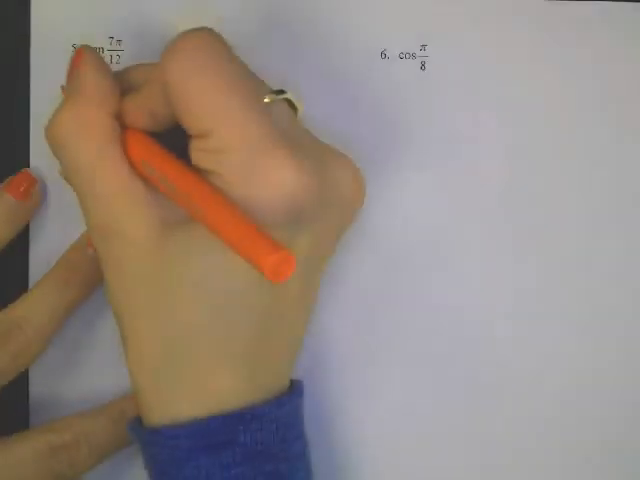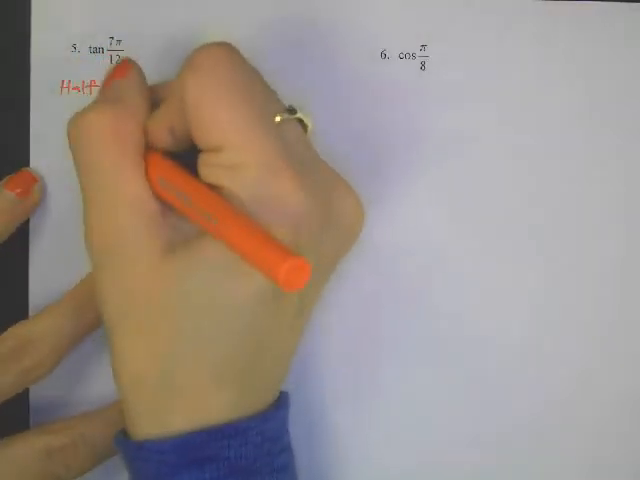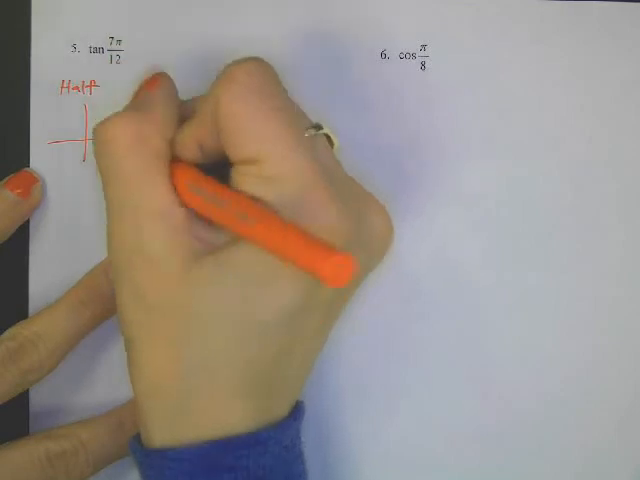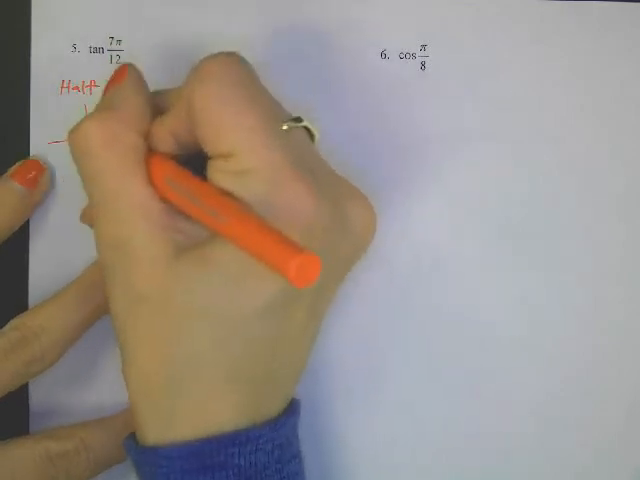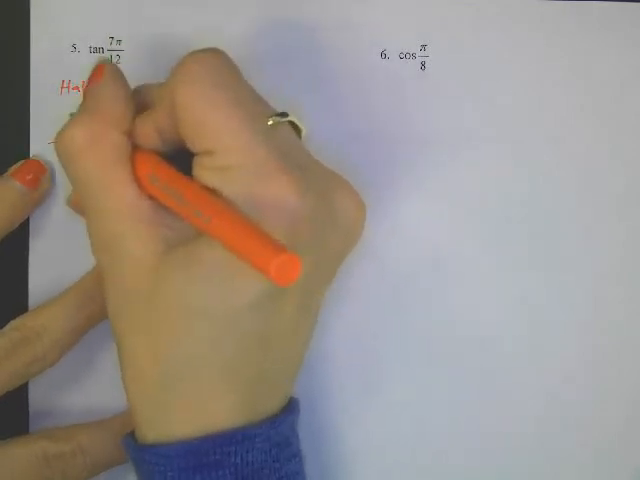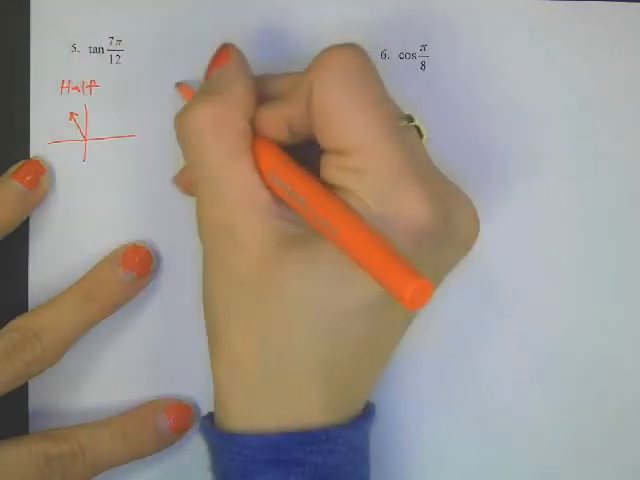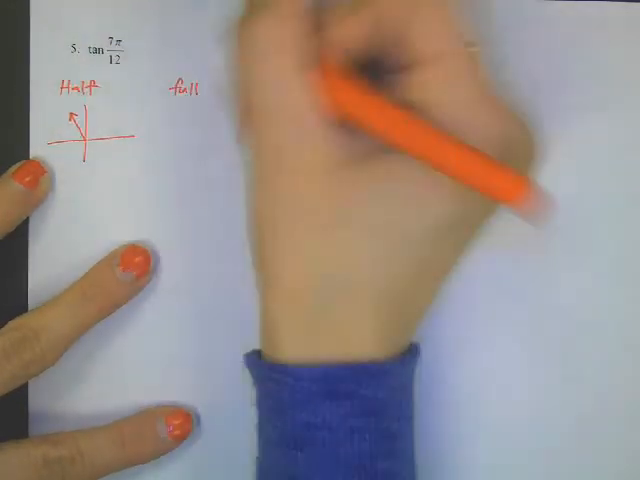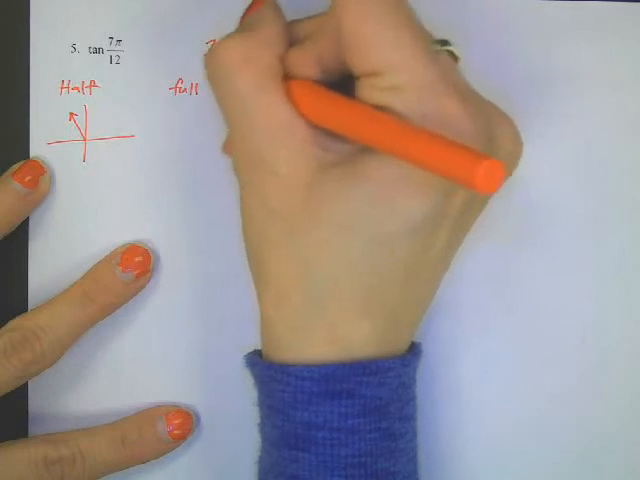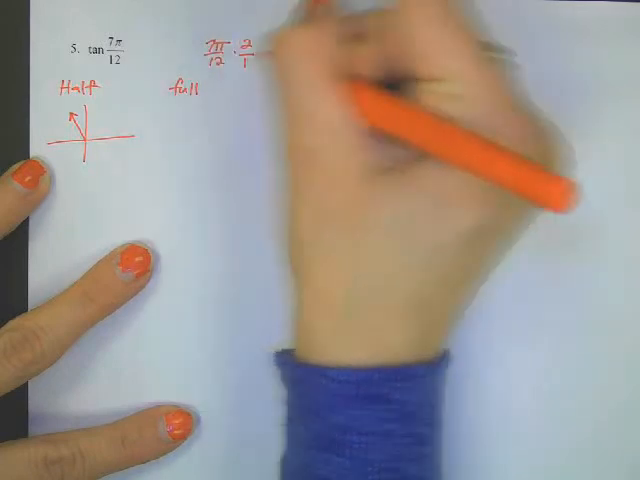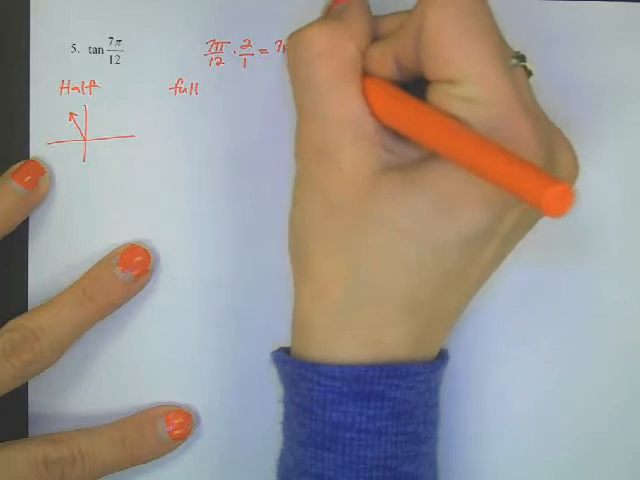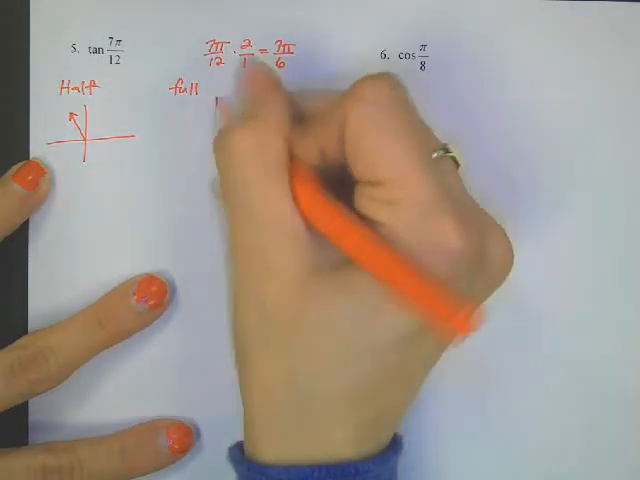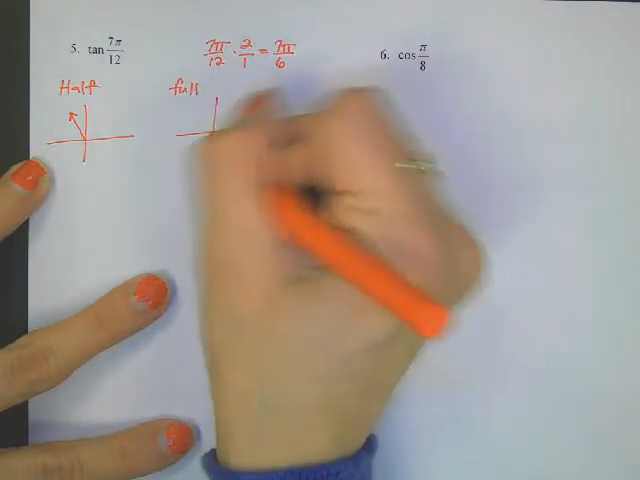7 pi over 12. That's the half. Where is the half located? 12 out of 12 would be here. 6 out of 12 would be here. So the half is right there. How about the full? What's 7 out of 12 doubled? Double it up. That's going to be 7 pi over 6. So the full angle is down here.